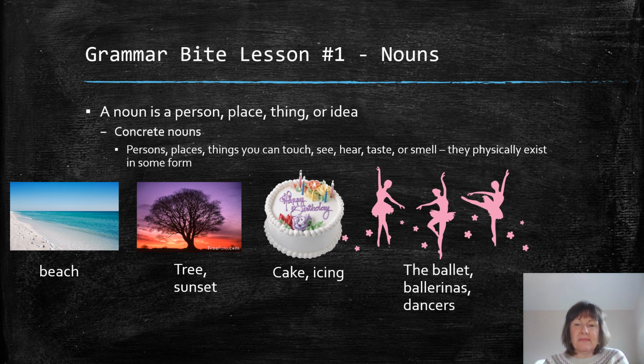And then here we have ballerinas or dancers, and when we see these ballerinas dancing together, we would call it the ballet. So that would be a thing that we could see. We can see the different parts of the ballet, which would be the ballerinas or the dancers, but when they're all dancing together, we would say that's the ballet. So that would be a thing as well. And these are all concrete nouns.